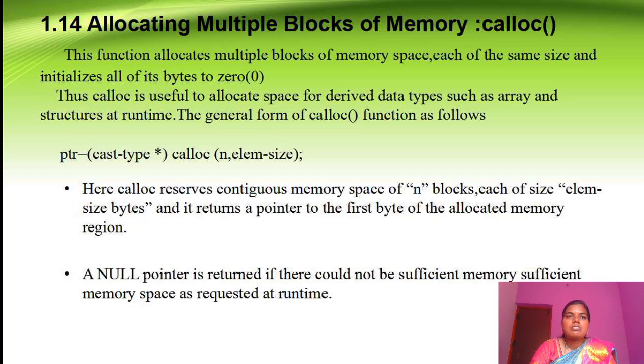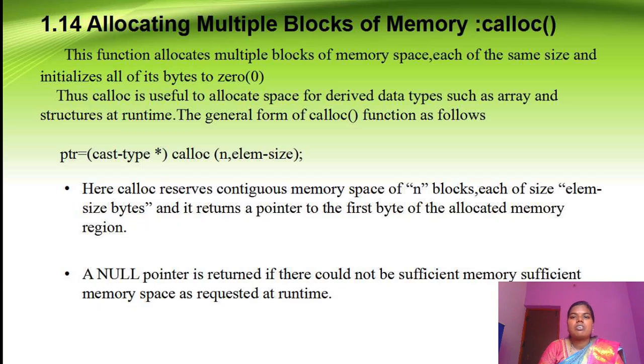So in this function, as we know, it allocates multiple blocks of memory space, each of the same size, and it initializes all of its bytes to 0. And calloc is used to allocate space for derived data types such as arrays and structures.